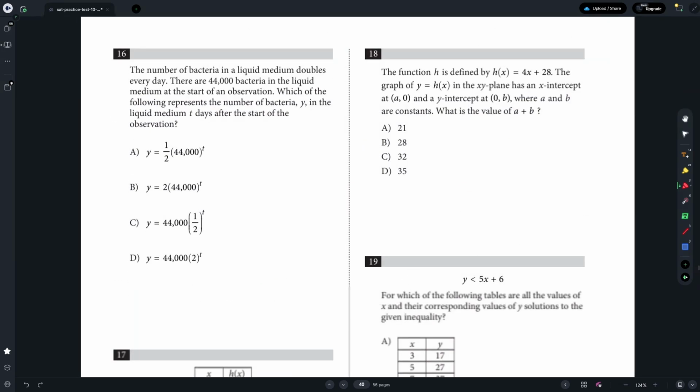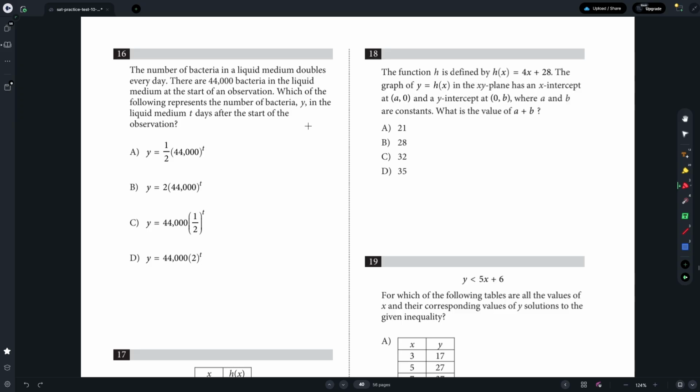All right. The number of bacteria in a liquid medium doubles every day. There are 44,000 bacteria in the liquid medium at the start of an observation. Which of the following best represents the number of bacteria Y in the liquid medium T days after starting of the observation?